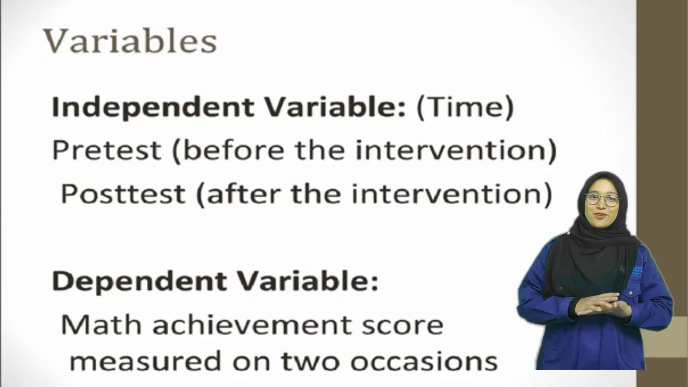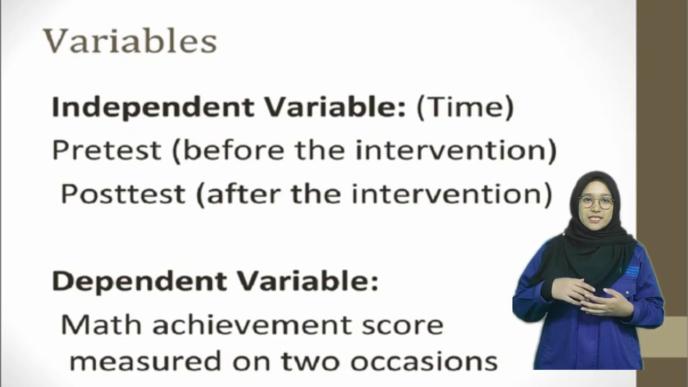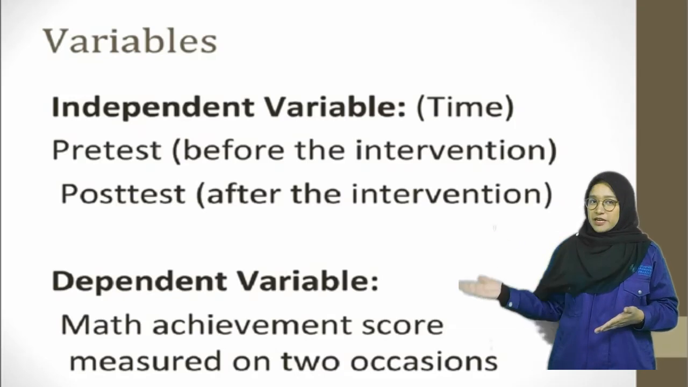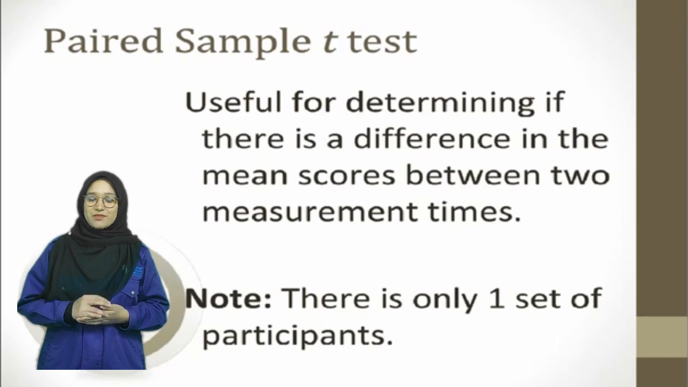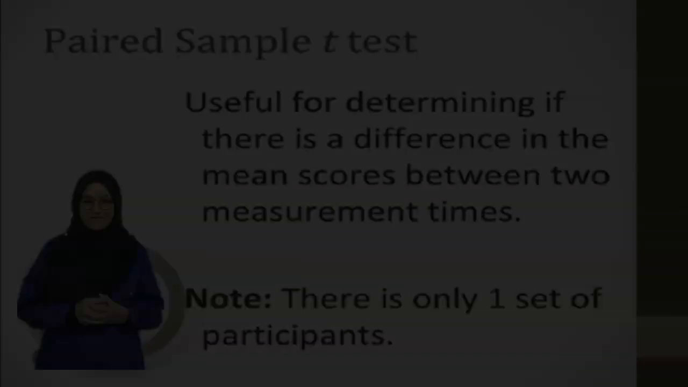So guys, as we look at the research question and the null hypothesis, we know that the independent variable is the time between the pre-test and post-test, which the students participate in the remedial math course. And the dependent variable is the math achievement score measured on 2 occasions. Paired sample t-test is sometimes referred to as a repeated measures t-test. It's useful for determining if there is a difference in the mean score between 2 measurement times.